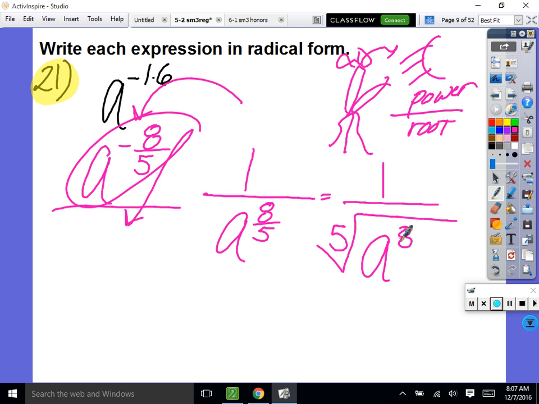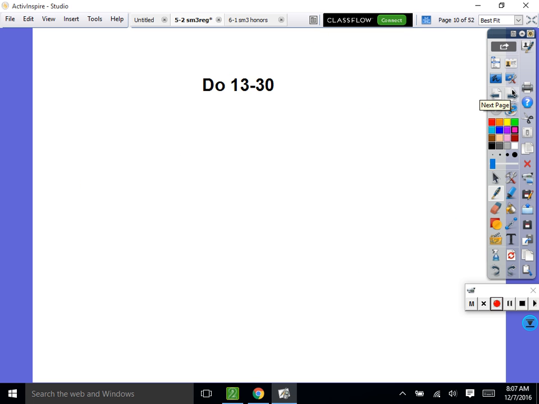And you can just stop there because we're just doing what the instruction tells us. It says rewrite it in radical form. We've done that. So we're not going to keep simplifying it unless it just says simplify. Yes, this one only has 1 base, so we wouldn't need it for this one, but that's a good question. Okay, so do 13 through 30.